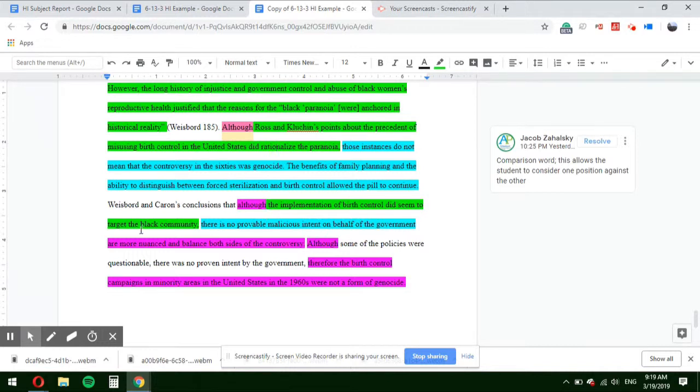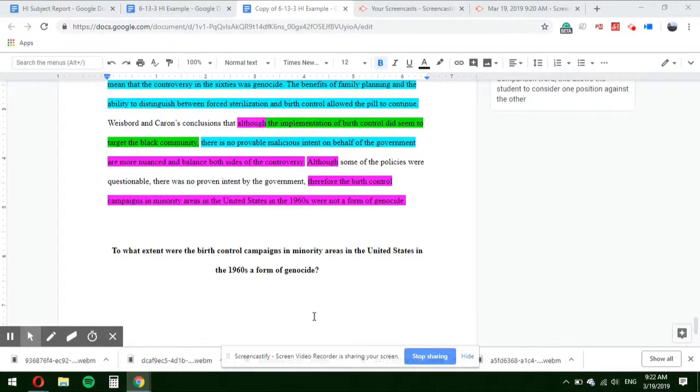And then finally, in the last couple of sentences, the author judges which one is more convincing. And so the student judges that Weisberg and Karen's conclusions are more nuanced and balance both sides of the controversy. And so this is a very clear judgment that the student is making in the conclusion, and only in the conclusion, that one perspective, perspective 2, is more nuanced and balanced. And although some of the policies were questionable, there was no proven intent by the government. Therefore, the birth control campaigns in minority areas in the United States in the 60s were not a form of genocide. And the student finishes with a very clear answer to the original question.